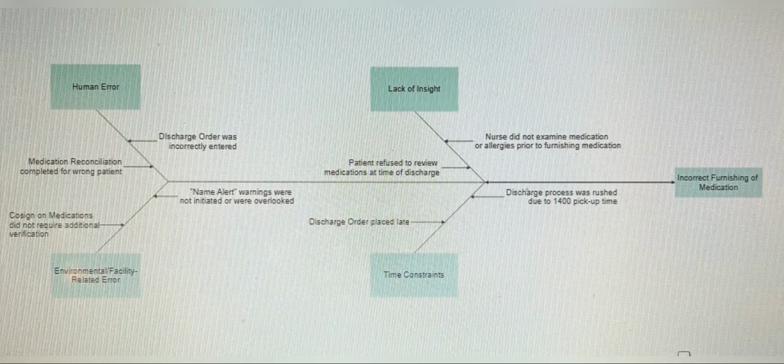Now we will utilize a fishbone diagram to map out the possible causes of this terrible event. After careful examination of the case, it is determined that there were 4 possible causes: human error, environmental or facility-related error, lack of insight, and time constraints. We will further discuss each of these subgroups in relation to our case summary.